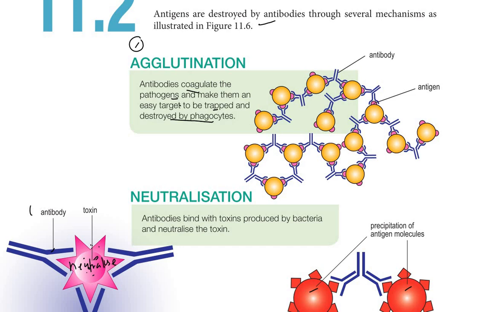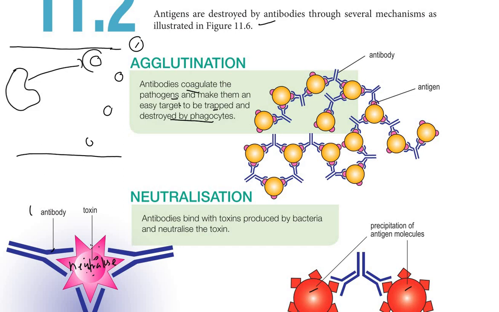Let's say this is our blood vessel, for example. The antigens enter like this, and this one is the phagocyte. If the antigens enter like this, the phagocyte has to go one by one. It has to destroy this one, then go to this one, destroy, go to this one, destroy. So actually it takes a longer time. So what happens?